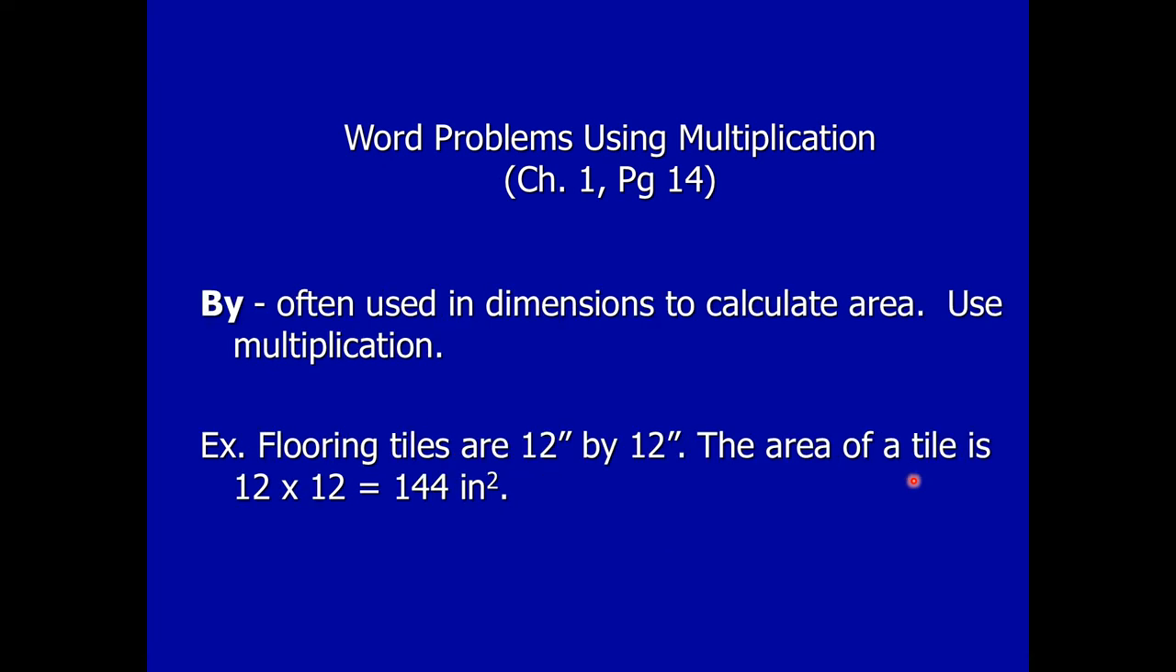Flooring tiles are 12 by 12 inch. How much is the total area? That's like a multiplication problem, okay? You have 2 dimensions, and you are trying to find the total area of the tile of a floor. It's 12 times 12, it will give you 144 inch square.